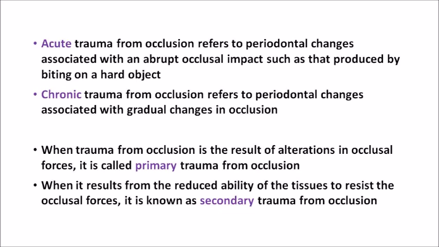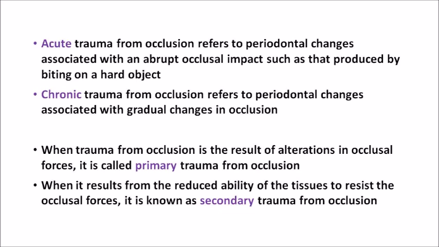Another classification is primary and secondary trauma from occlusion. This is also very important. Primary trauma from occlusion means when the trauma from occlusion is the result of alteration in occlusal forces. Primarily, the trauma is from occlusion itself. Okay, so trauma from occlusion is primarily due to alteration in occlusal forces. This is called primary trauma from occlusion. So the periodontium of the patient is healthy. The defect is due to occlusal forces.